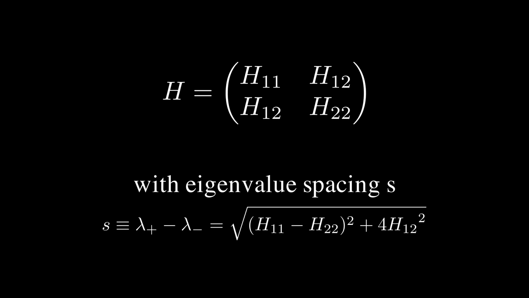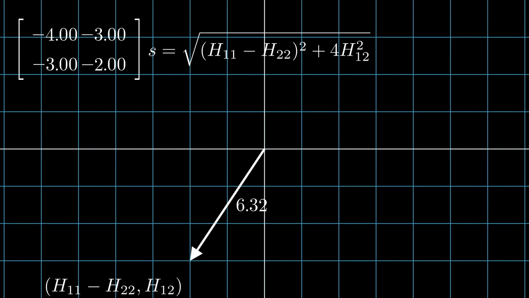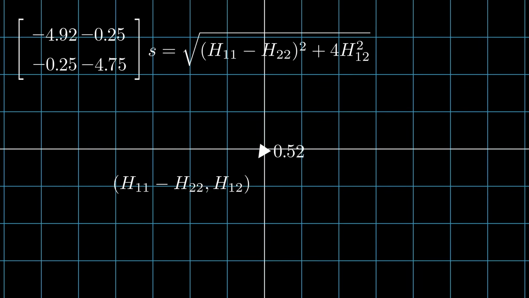Now, let's look at the spacing and pause for a second. You can see that the spacing is a square root of 2 positive terms. So this is really begging to be interpreted as a distance. And you can actually think of the difference between the 2 energy values as the distance of a point from the origin, with coordinates h11 minus h22 and h12. And we see that this distance can only be 0 when h11 equals h22 and h12 is 0.